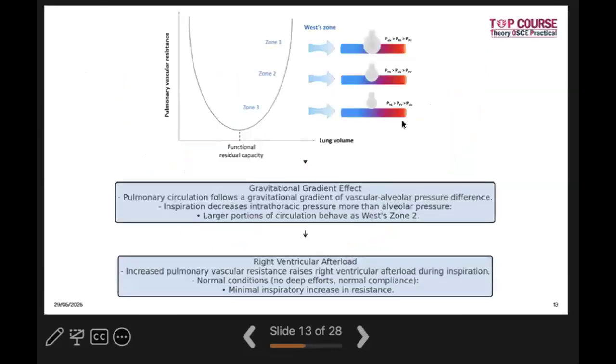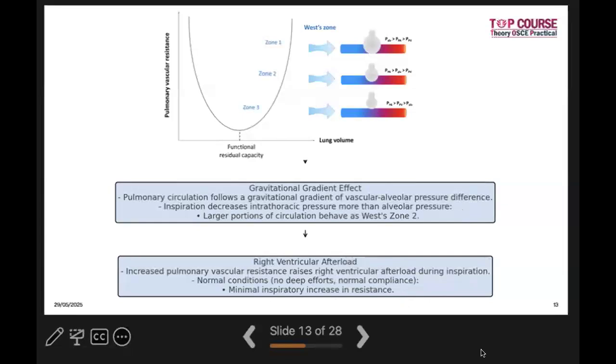And not only that, the pulmonary circulation is distributed along the gravitational gradient. We know that there is West Zone 1, 2, and 3, and there is also West Zone 4 based on the gravitational gradient, where one pressure is higher than the other pressure in 3 different zones, right? During spontaneous inspiration, because there is decreasing intrathoracic pressure more than the alveolar pressure, it may cause a large proportion of the pulmonary circulation to behave as in West Zone 2. Okay, so overall, there is an increase in the pulmonary vascular resistance and an increase in the right ventricular afterload.